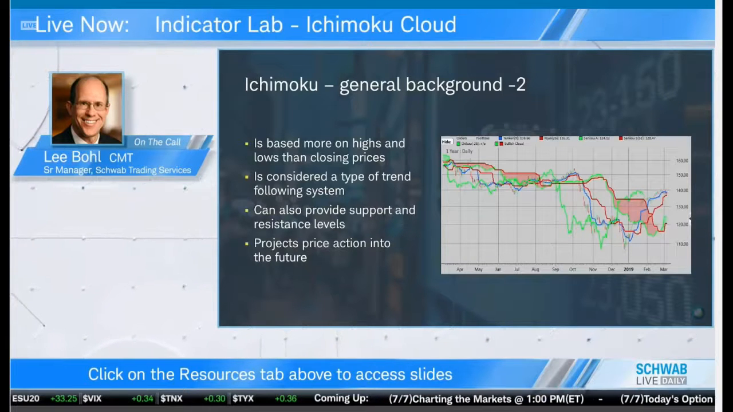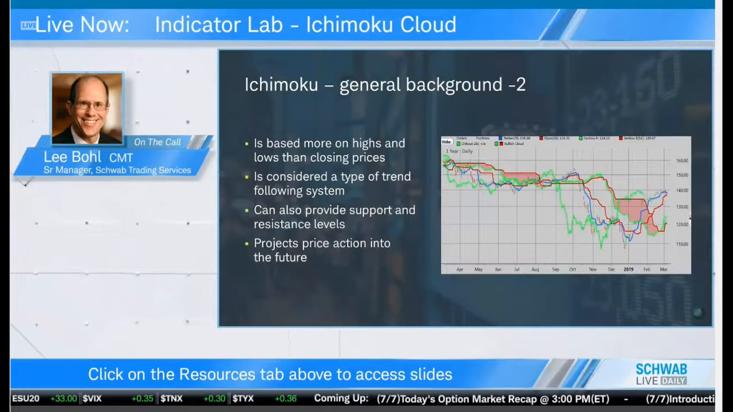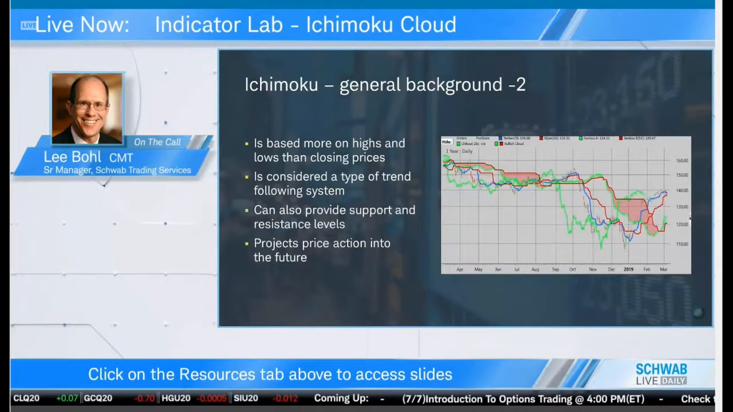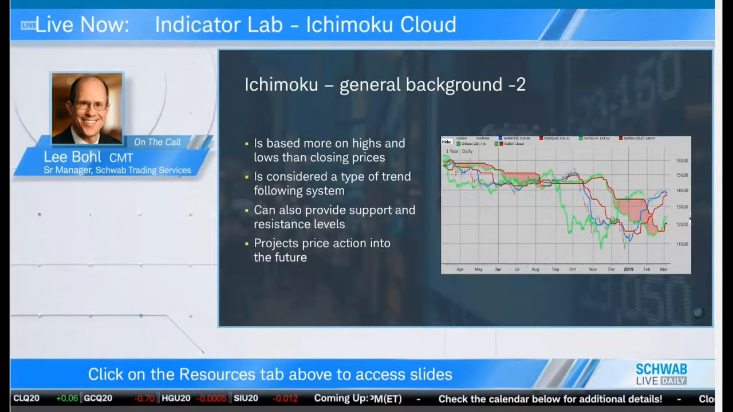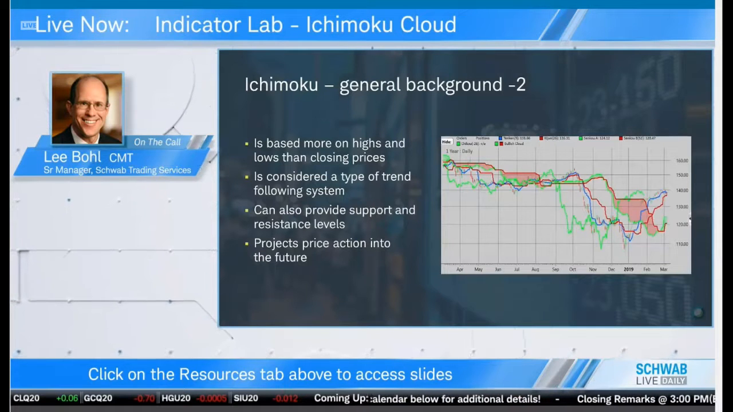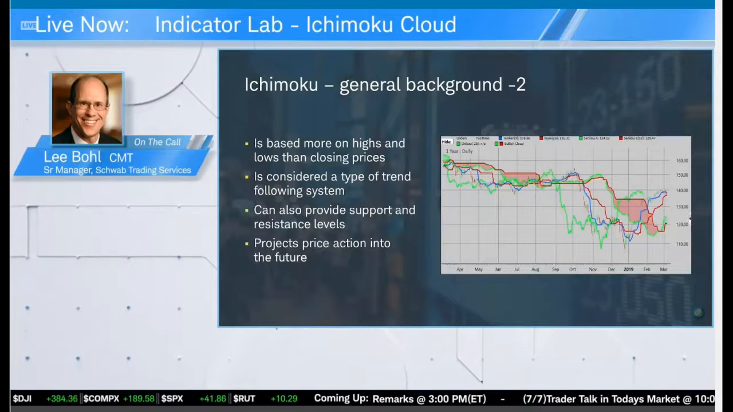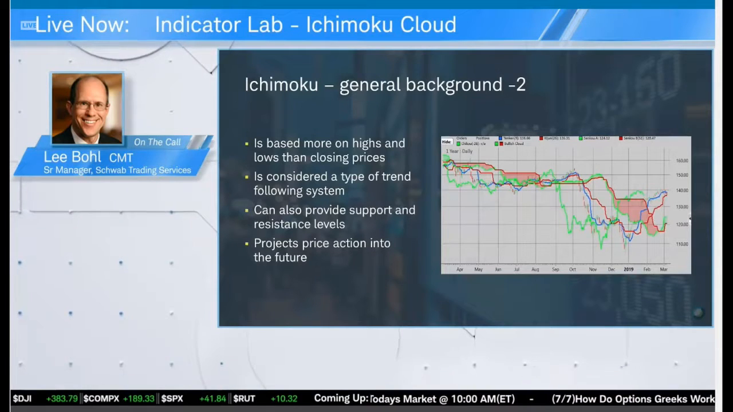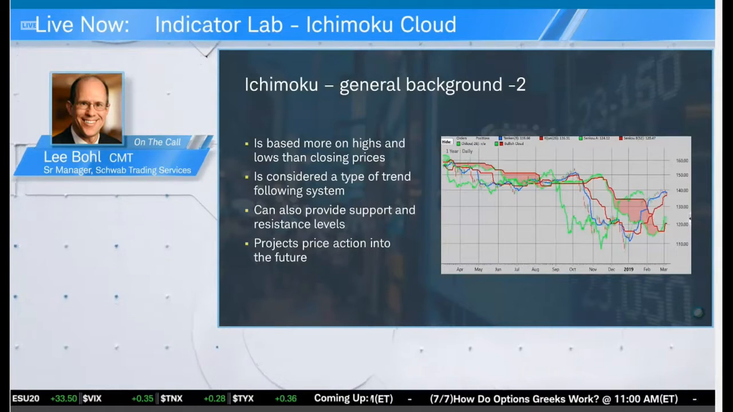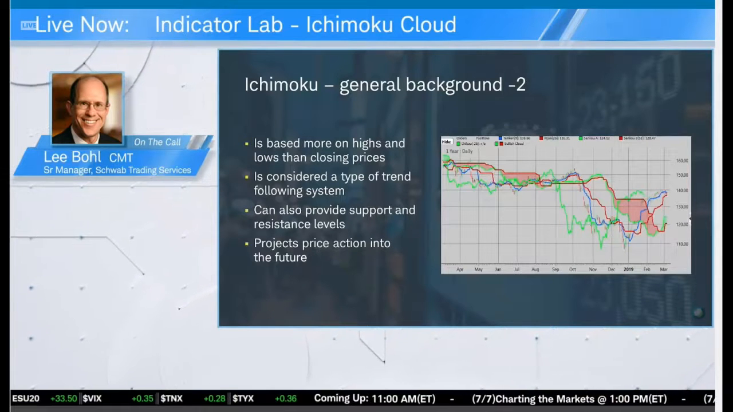Now, ichimoku is generally considered to be a trend following system, but we'll also see that you can use it to look for support and resistance as well. One of the unique features of this indicator is it projects future price action. Goichi believed that current price action has some repercussions in the future, and so it projects dynamic support and resistance areas into the future. So it's one of the few indicators that tries to give you a heads up of what's coming, kind of like pivot points. Pivot points also try to give you a heads up of at least intraday support and resistance. So this is an indicator that does have some forward-looking components to it.